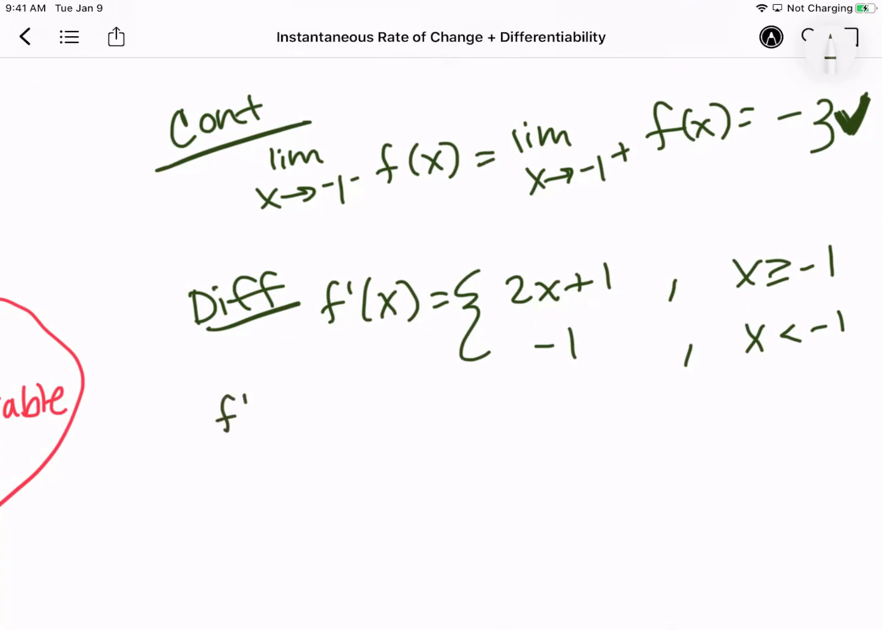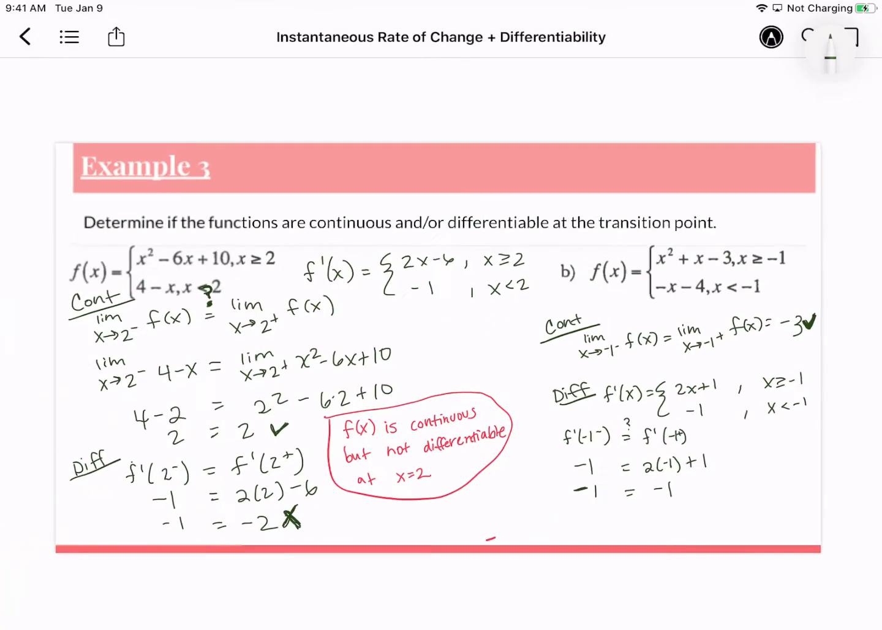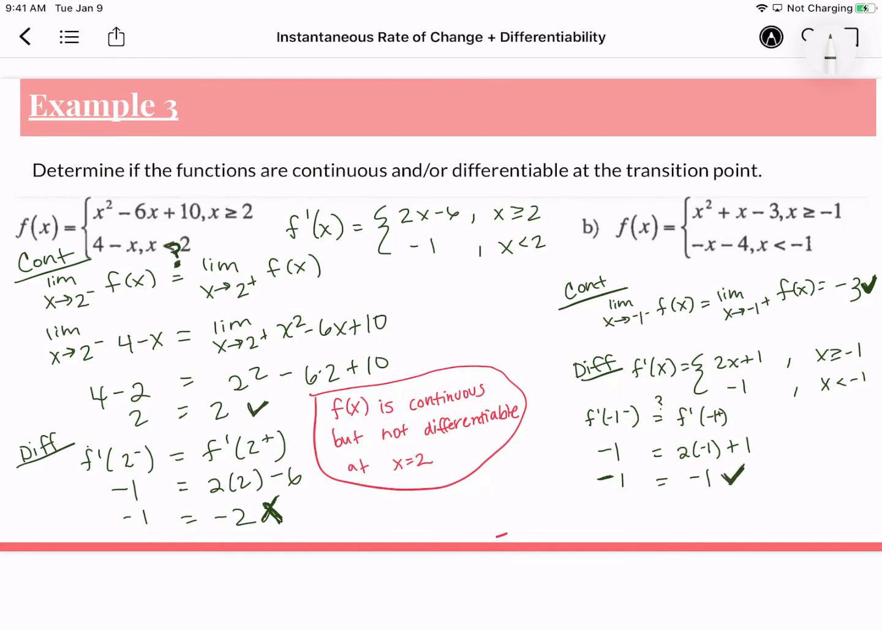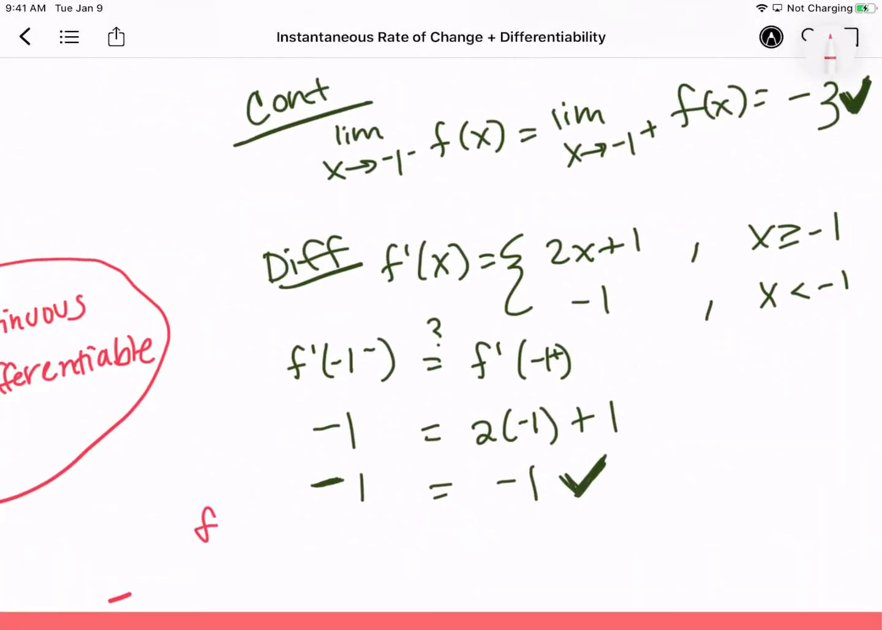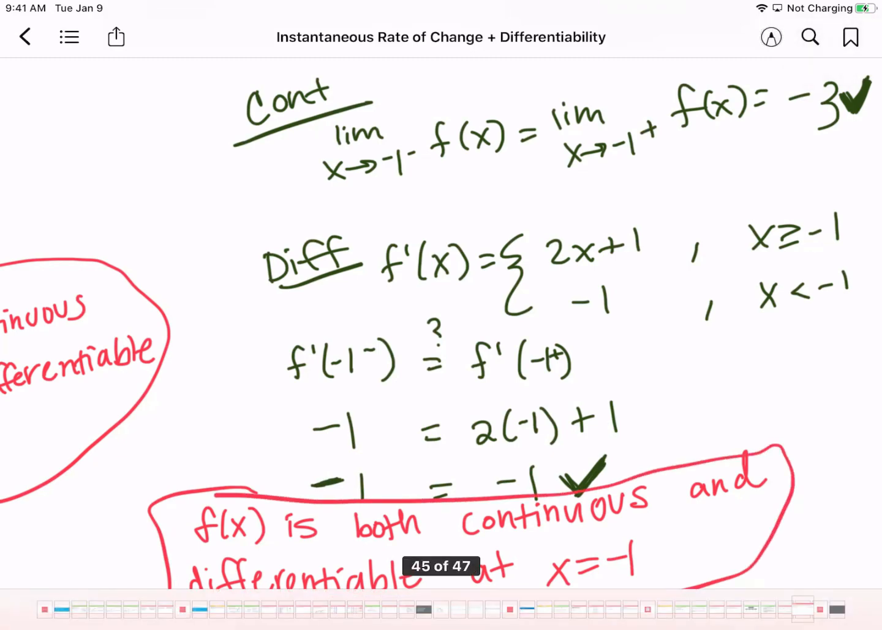So let's check this. Does f prime of -1 from the left equal f prime of -1 from the right? This is what we're checking. So f prime of -1 from the left, we'll use the bottom equation, -1. And f prime of -1 from the right, we'll use the top equation. -1 does indeed equal -1. So this one is a little different. This one is both continuous and differentiable. So here we would say f of x is both continuous and differentiable at x equals -1. Amazing. Very cool.